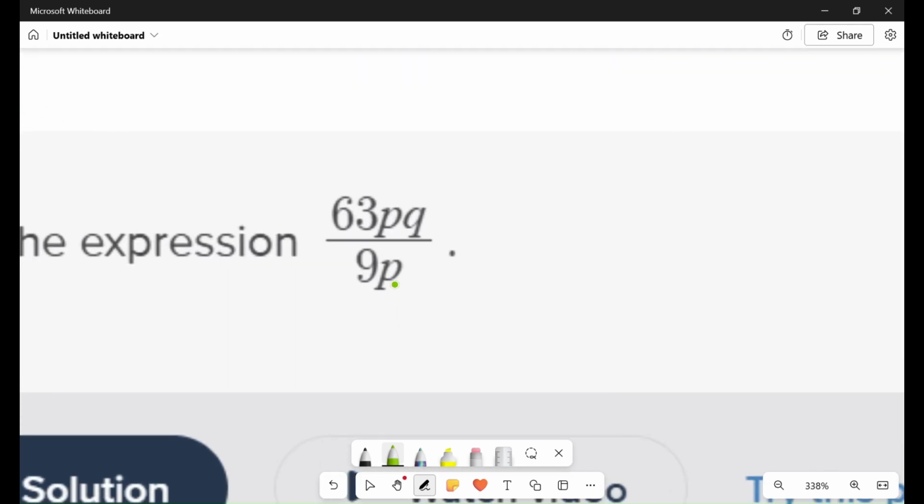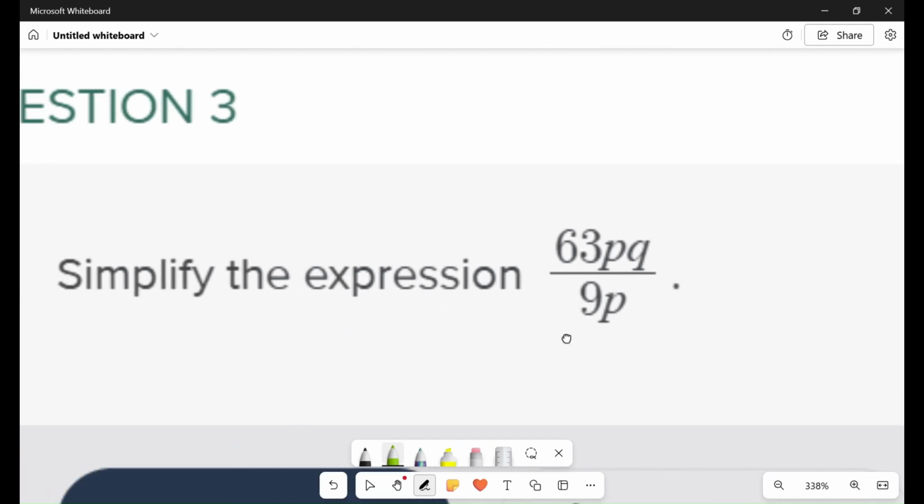And here we have simplify the expression 63p over 9pq. Let me zoom in. So 63 over 9 is what? 7. 9 7s are 63. Now p is common, so we can cut p out and we are left with 7 over q.